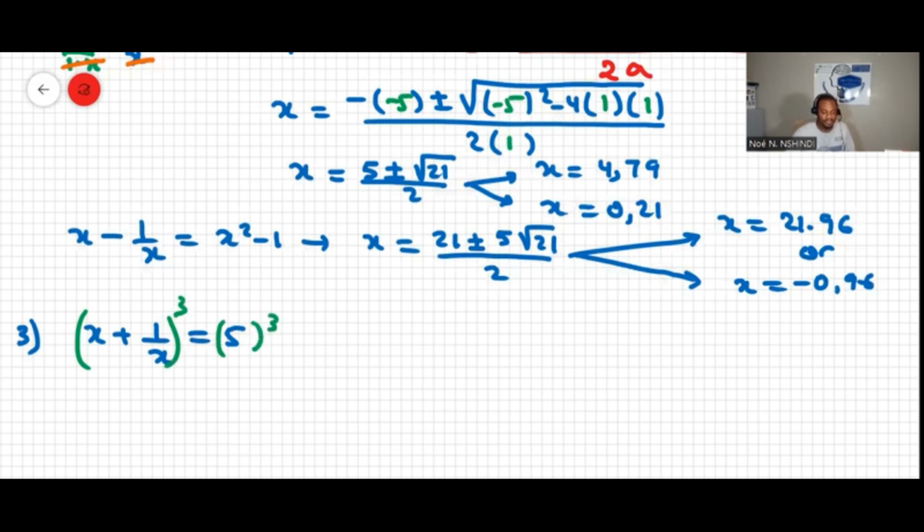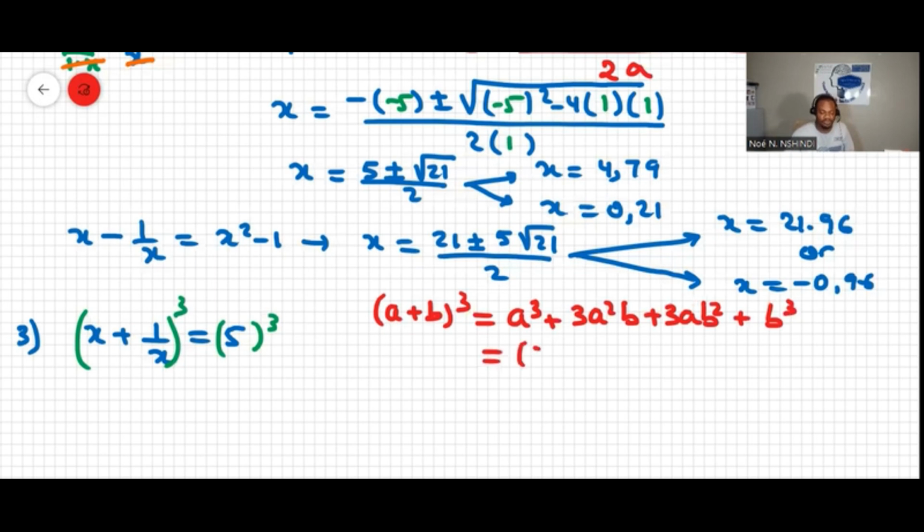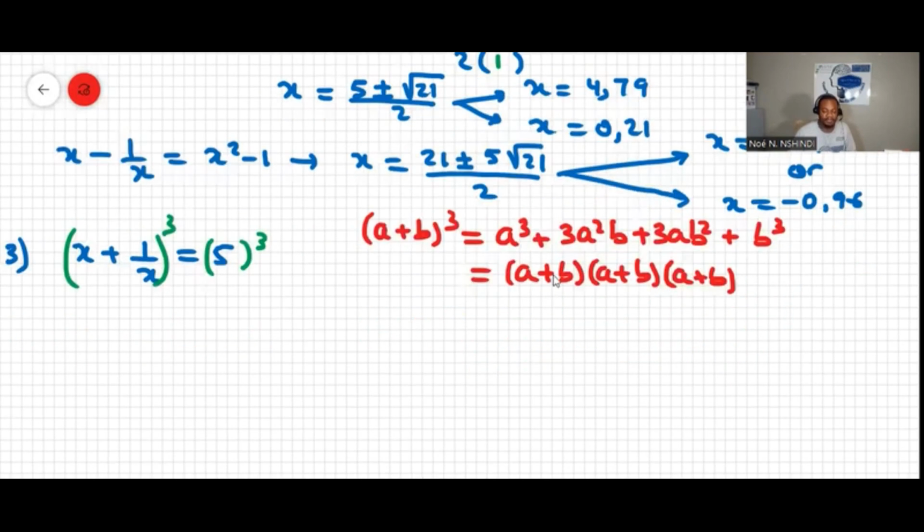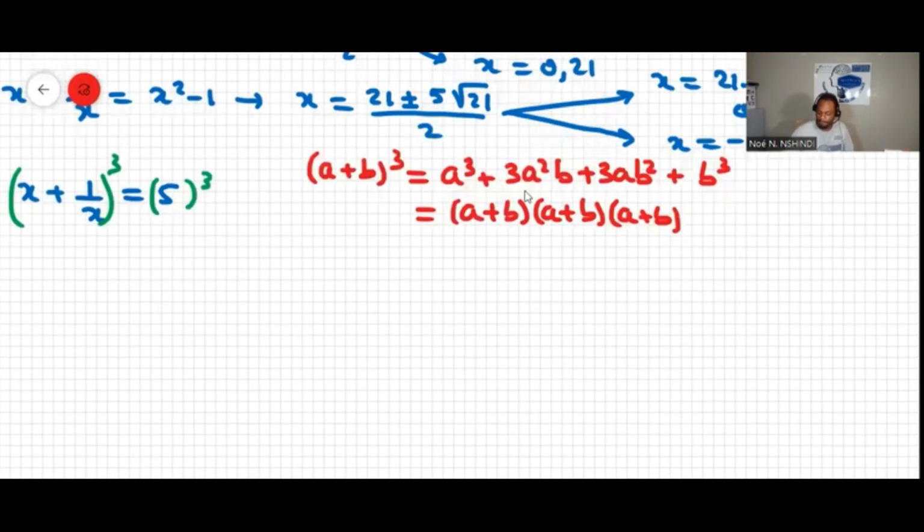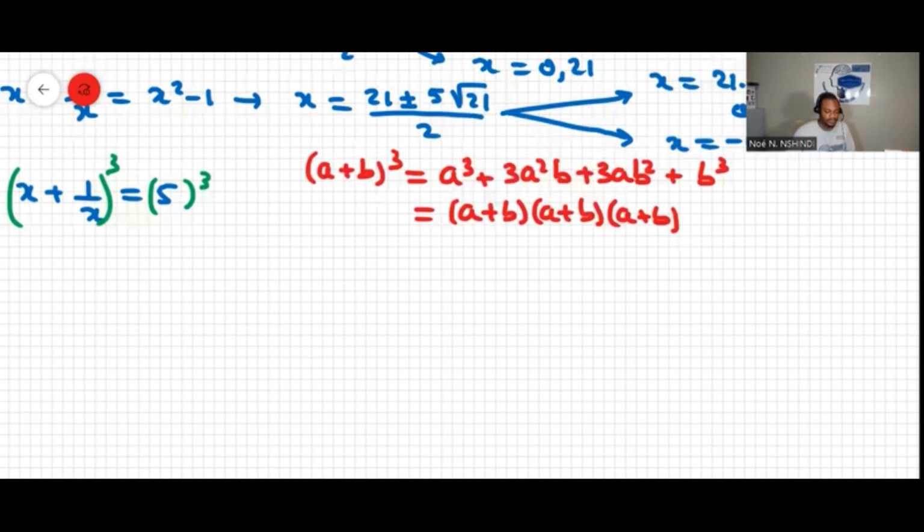Okay, the formula says that if you have (a + b) to the power of 3, this is equal to a cubed plus 3a squared b plus 3ab squared plus b cubed. Or if you're unsure, just do (a + b) times (a + b) times (a + b). You will get this formula.